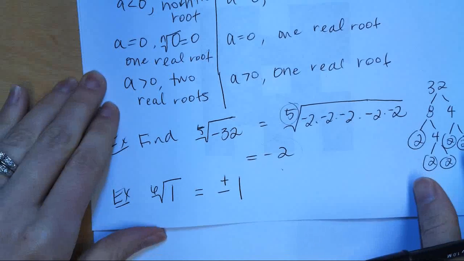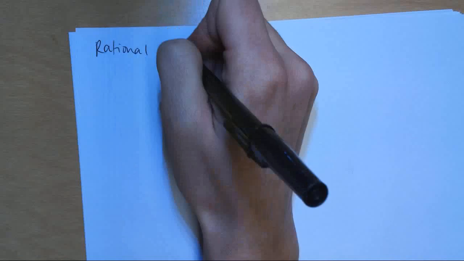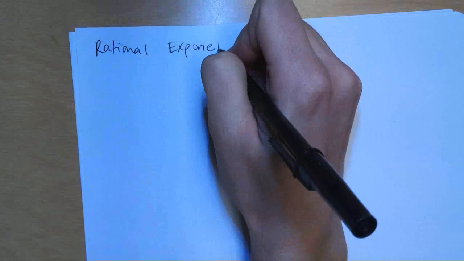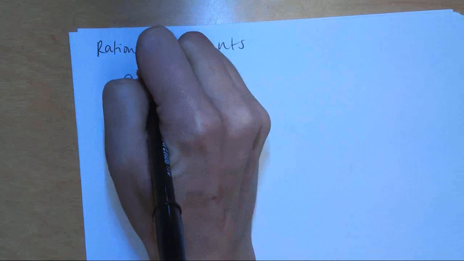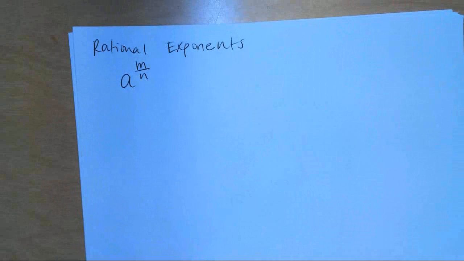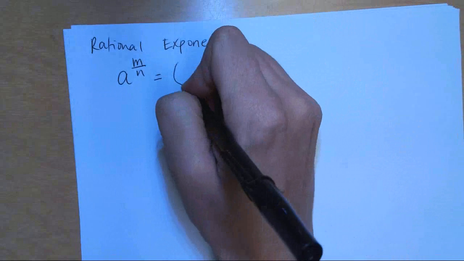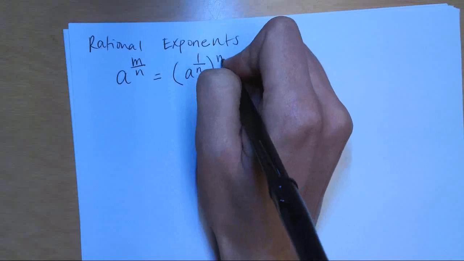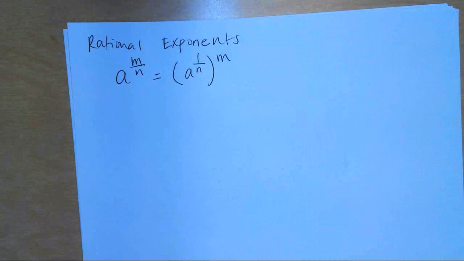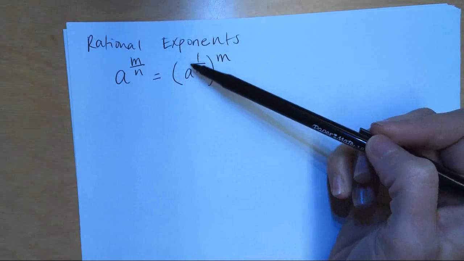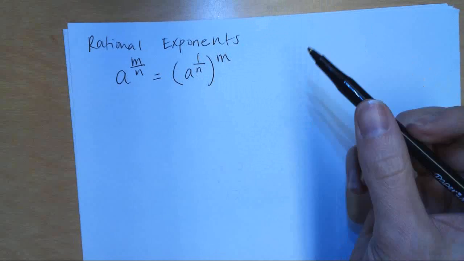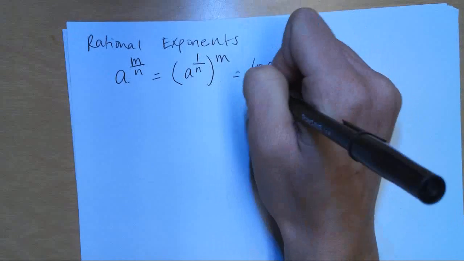All right, rational exponents. A to the m over n. We can write this as a to the 1 over n to the m. So basically undoing kind of what we said earlier. By undoing it this way, we could think of this as an nth root, and we might be able to solve this. So it would be the nth root of a to the m power.